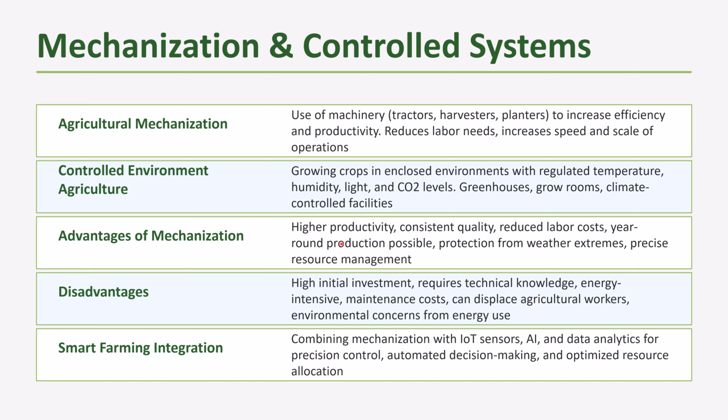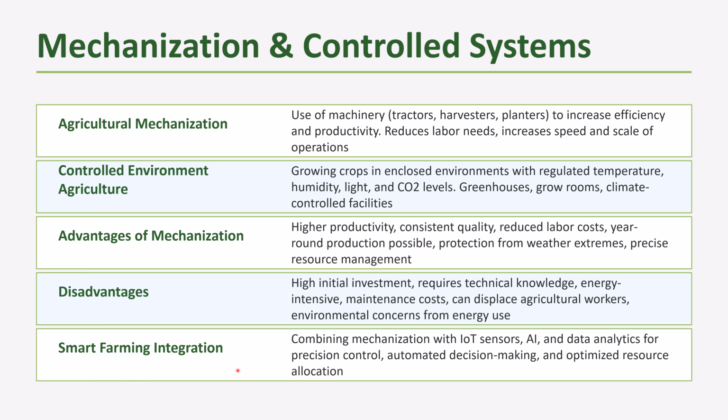Advantages of mechanization: higher productivity, consistent quality, reduced labor cost, year-round production possible, protection from weather extremes, precise resource management. Disadvantages: high initial investment, requires technical knowledge, energy-intensive, maintenance cost, can displace agricultural workers, environmental concern from energy use.